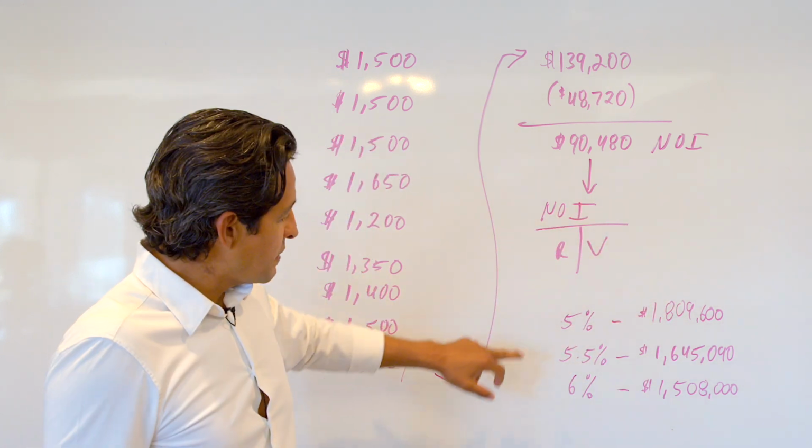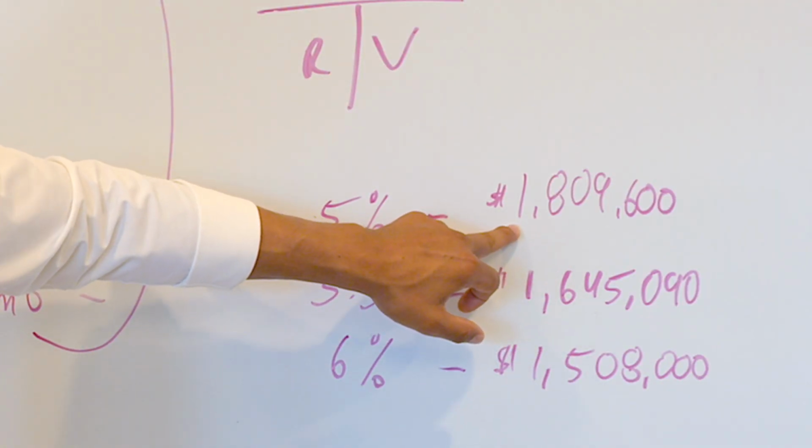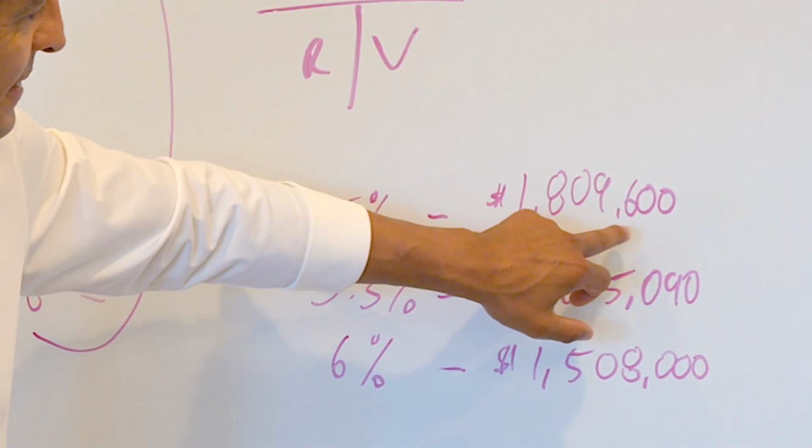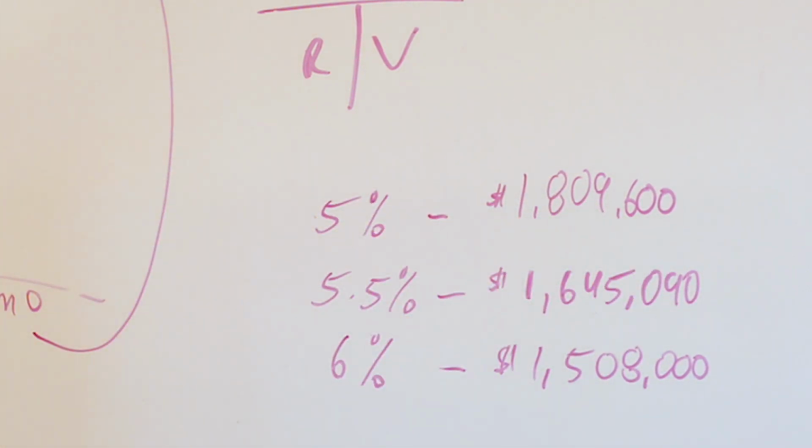So if someone tells me that, I'll say, okay, then you would probably pay $1,809,600, pretty much 1.8 million for the building, okay? That's what you would tell me.